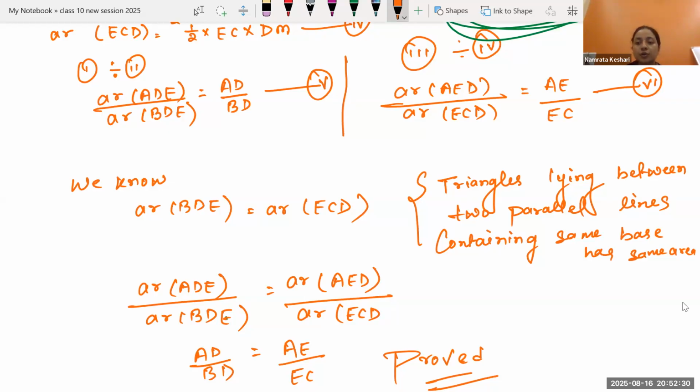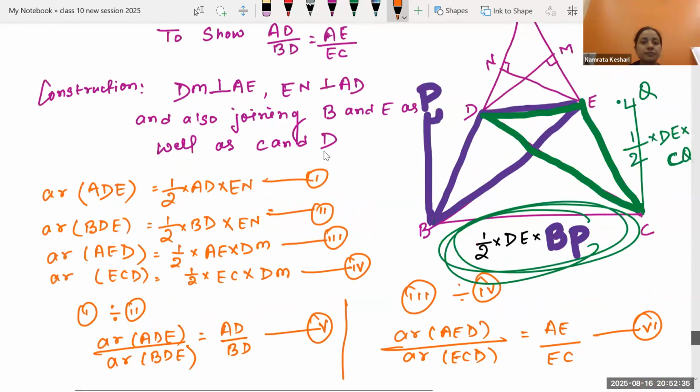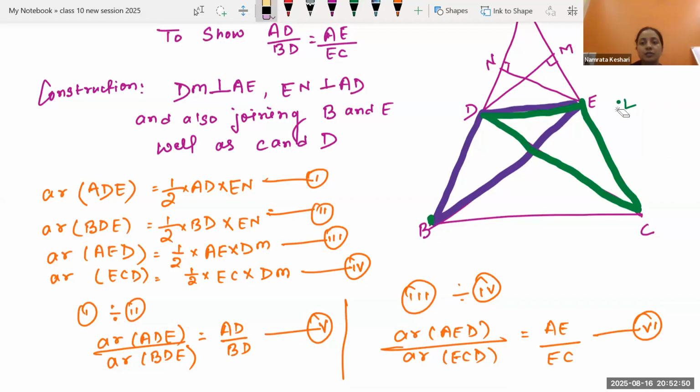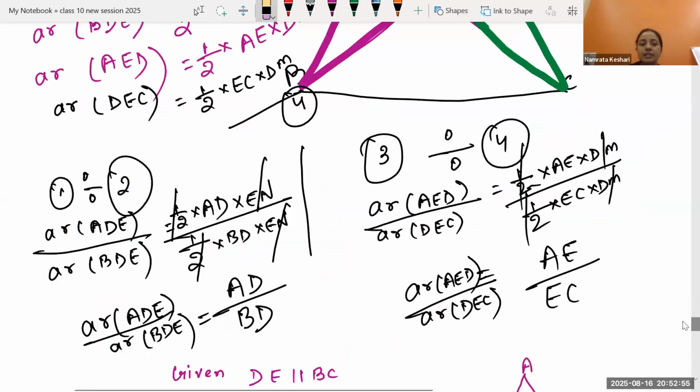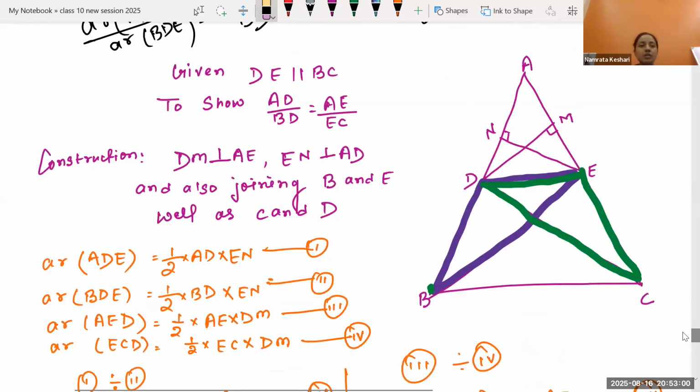If you want to copy, you can copy starting from here. Otherwise, this proof is also given in your book. If you are copying, please let me know. Do it from the starting. Whatever you can see on the screen, everything you have to write, including the figure.